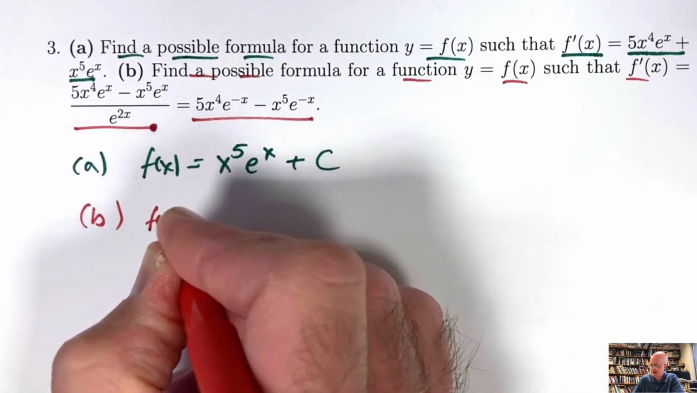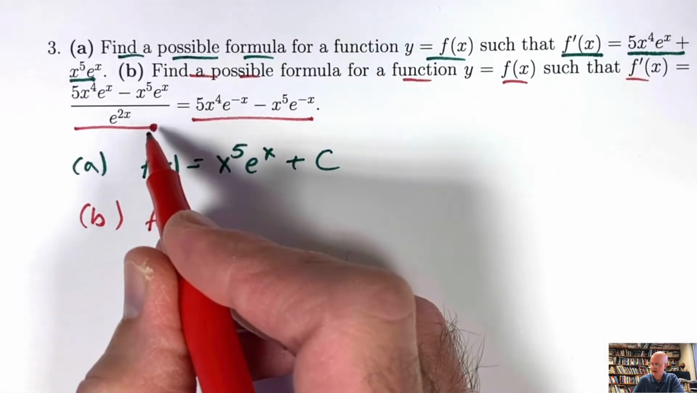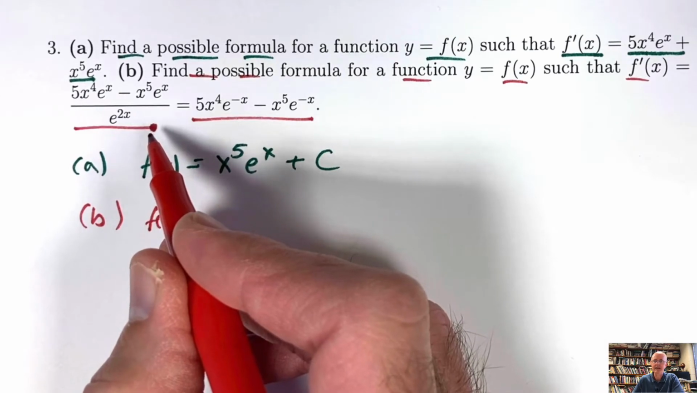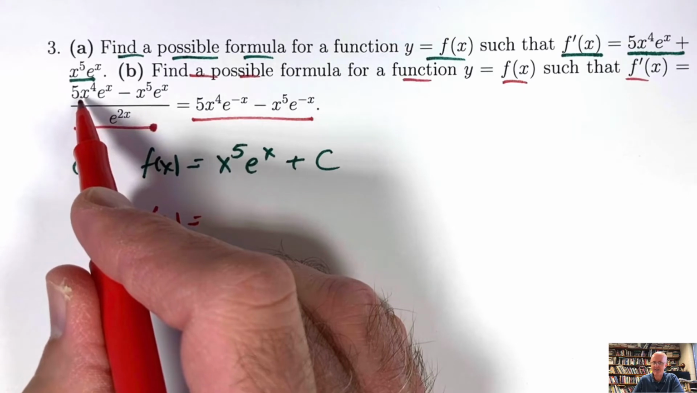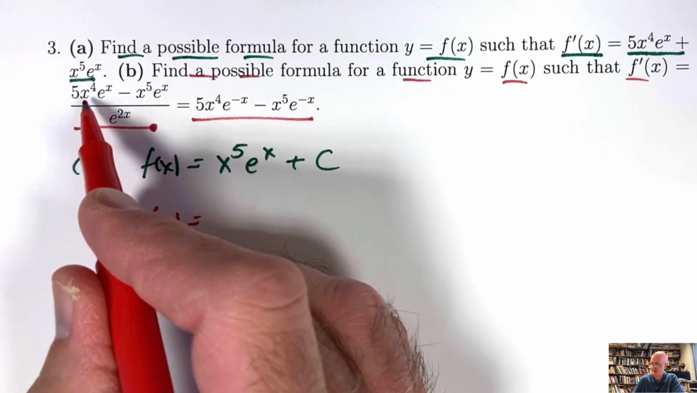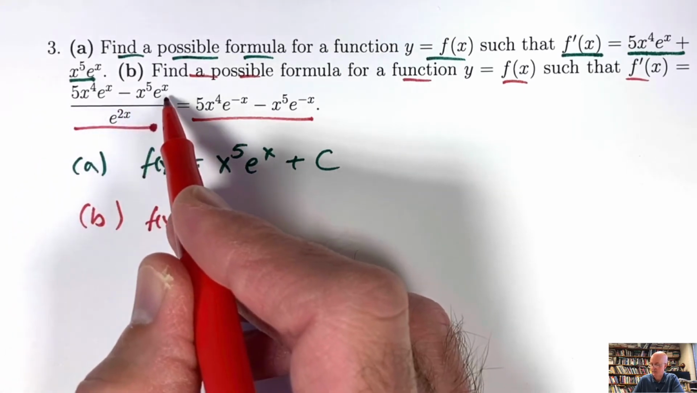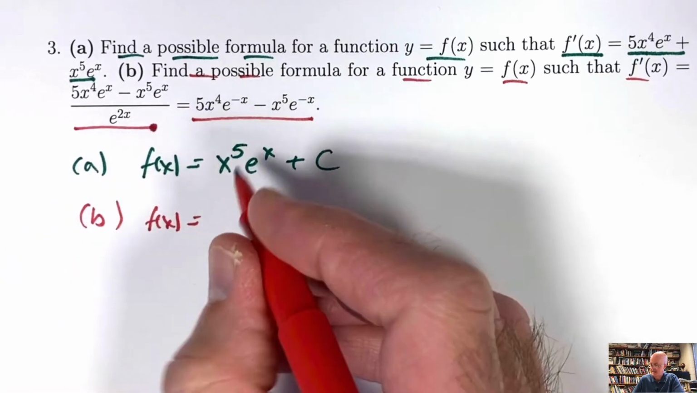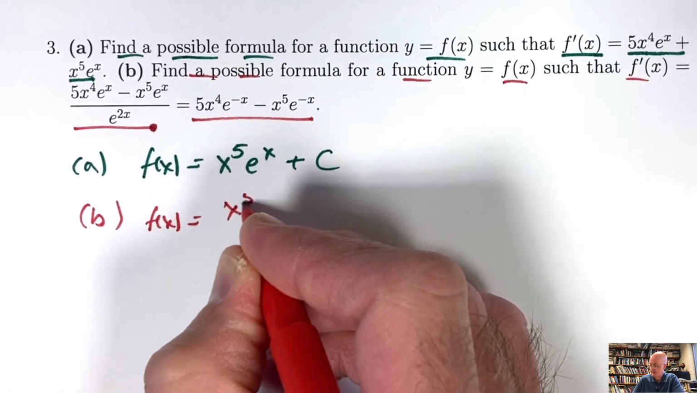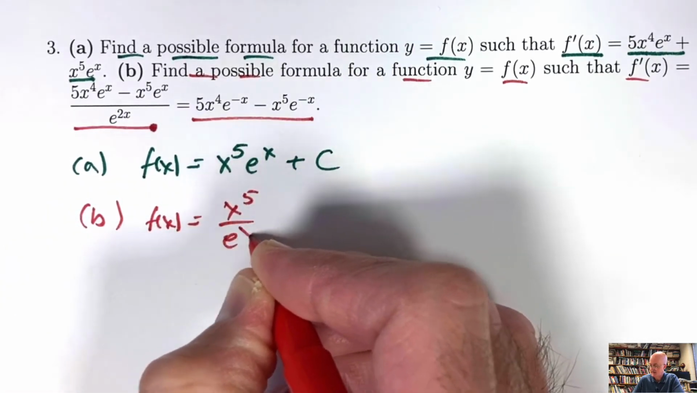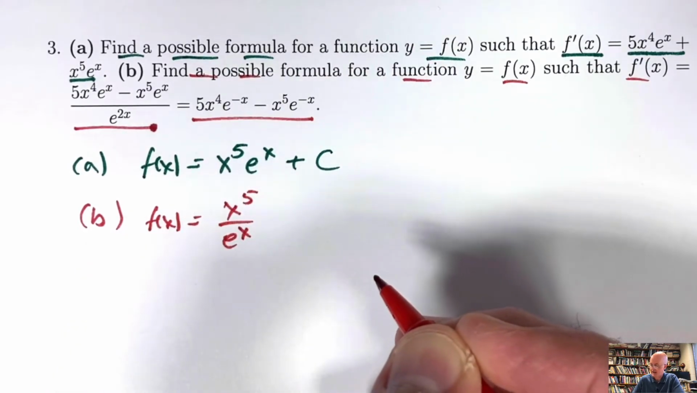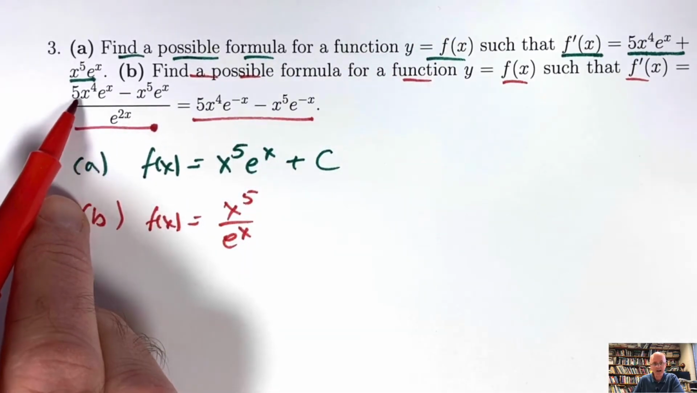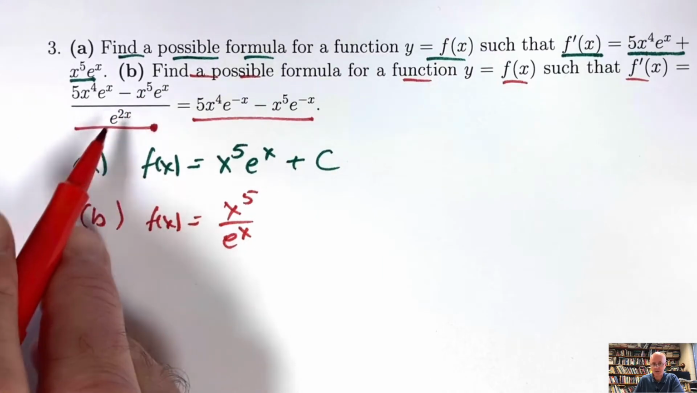Again, guessing can help. The quotient rule, let's think about it that way. Low d high minus high d low over the square of what's below. Low d high, I guess the high must be x to the 5th. Minus high, yeah, d low, the derivative of e to the x is e to the x. Over the square of what's below. E to the x quantity squared is the same as e to the 2x. Yeah, f of x equals x to the 5th over e to the x will work. Low d high, minus high d low over the square of what's below works.